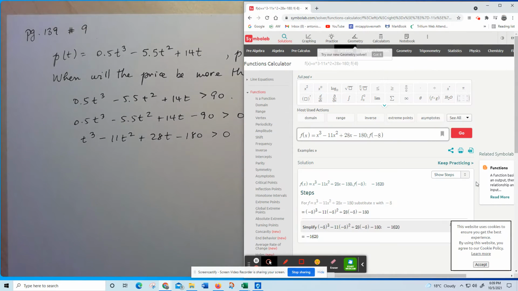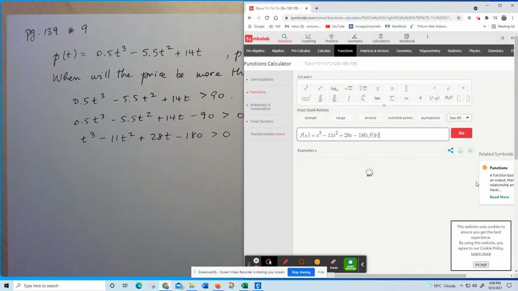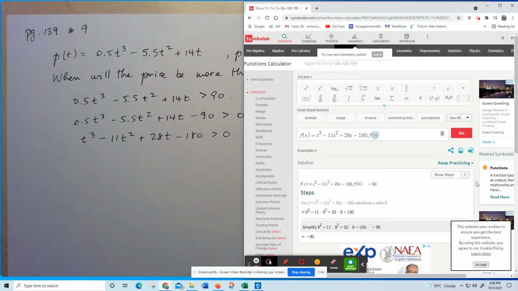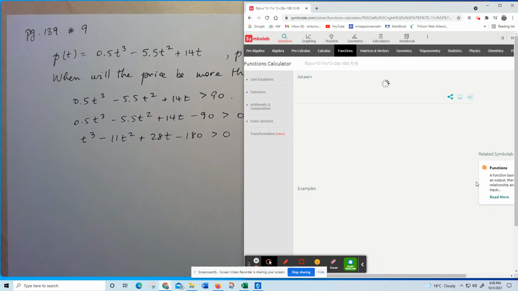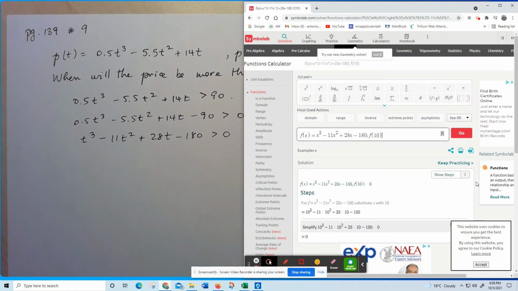Not going to bother even checking whether it's a factor or not. Okay, so we're still not there. So there's f at 9. Still not there. Negative 9. Still not there. Right, 10. Oh, and there we go. Finally, f at 10 is equal to 0. Okay, so that took a while, but we got there eventually.